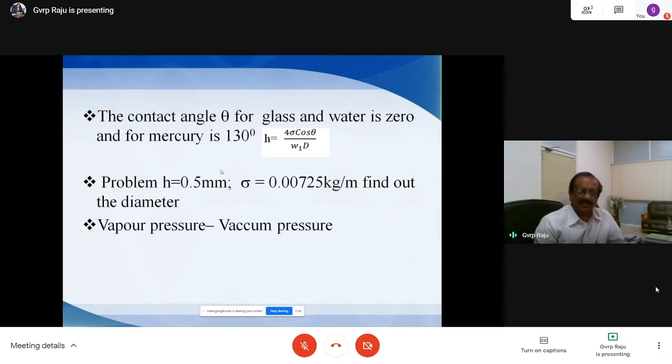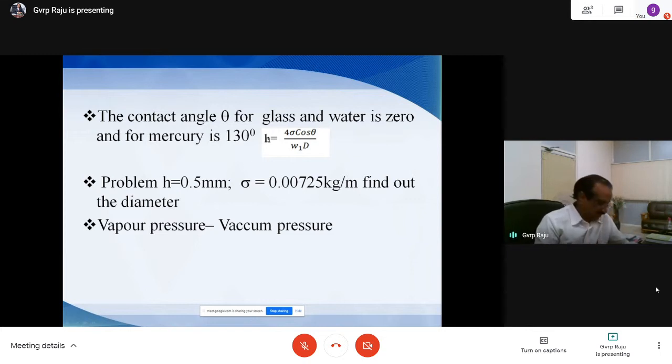And 0.5 × 10^-3 meters. So that is the capillary rise. And 4 into sigma. Sigma is 0.00725 kg per meter. So h is equal to 4 sigma by w d, and w is 1000 kg force per meter cube.